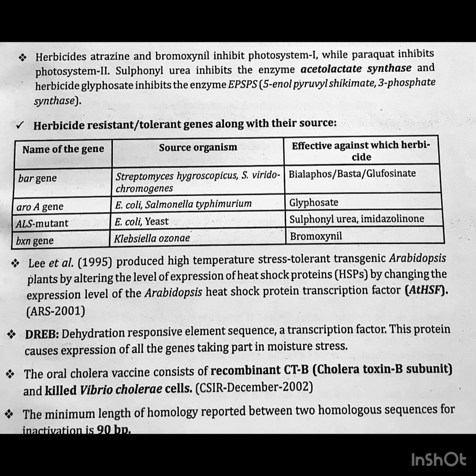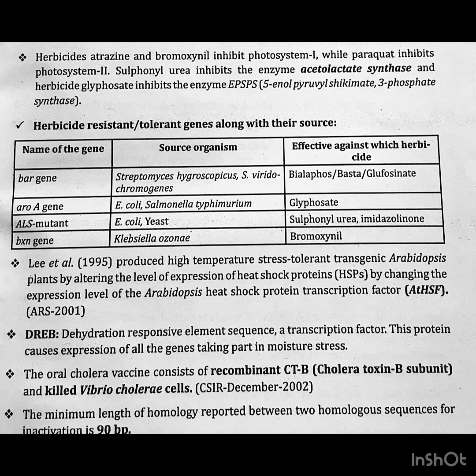Herbicide tolerance genes along with their source: BAR gene, Streptomyces hygroscopicus and Streptomyces viridochromogenes, effective against Basta and glufosinate. aroA gene is present in E. coli or Salmonella typhimurium and effective against glyphosate. ALS mutant present in E. coli and yeast, effective against sulfonylurea and imidazolinone. The BXN gene from Klebsiella ozaenae is effective against bromoxynil.